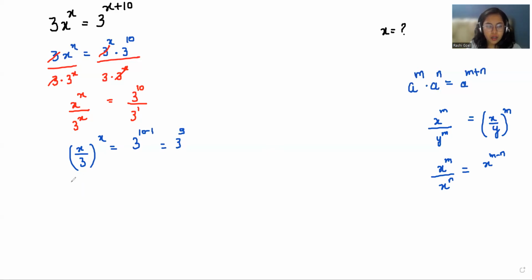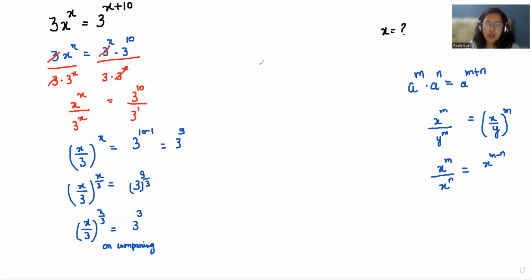Now I'm going to take it down below, so 3 power 9. Now in the power, on both sides I'm going to divide by 3. So it becomes x by 3 whole power x by 3 is equal to 3 power 3. So on comparing both sides, what we notice is the base x by 3 is equal to 3 and the power x by 3 is also equal to 3. So x by 3 is equal to 3.